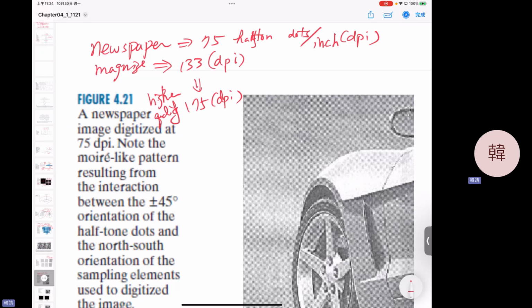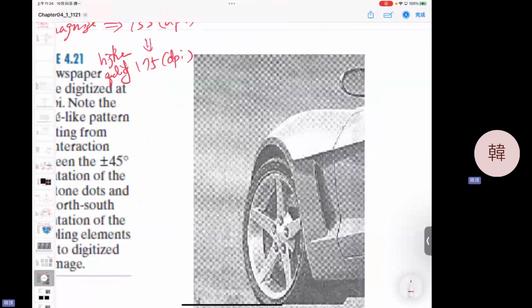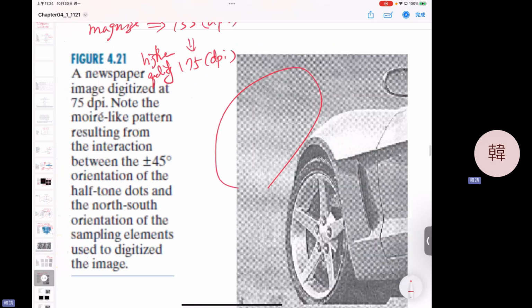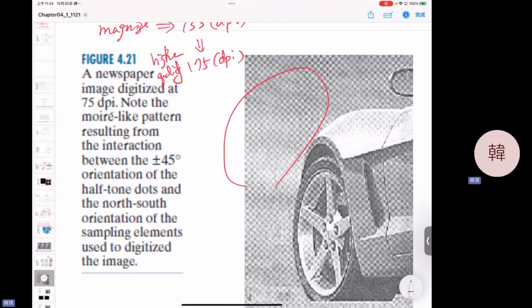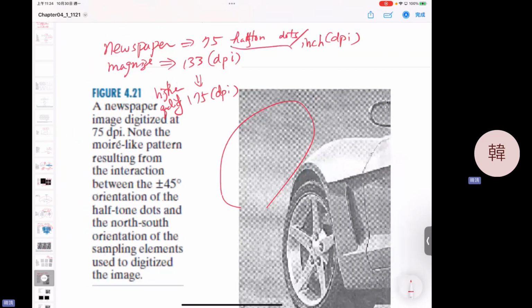Unfortunately, for this newspaper at 75 DPI, as we say, on your image you will see some pattern. What kind of pattern is it? You take a newspaper and look carefully. You'll see some 45 degree and 135 degree pattern occur in your image, but the original image shouldn't have that. Unfortunately, it's also the sampling, the halftone. They use printed halftone dots. It's low resolution, so they will create some pattern on your printed image.